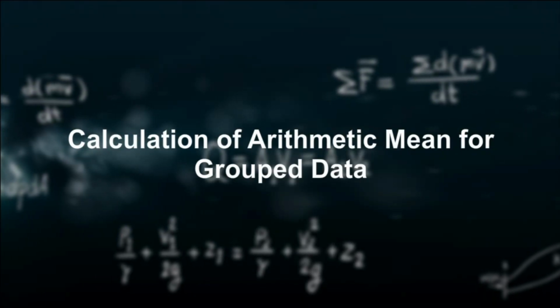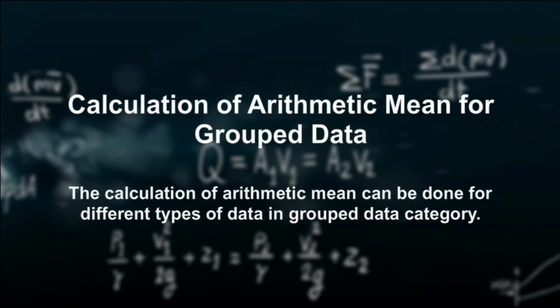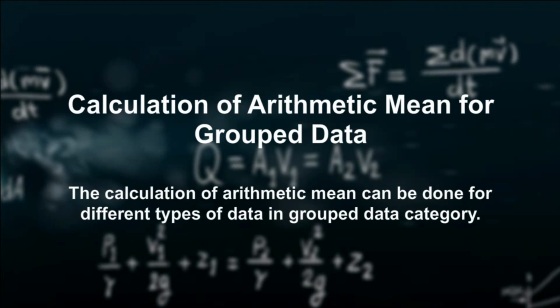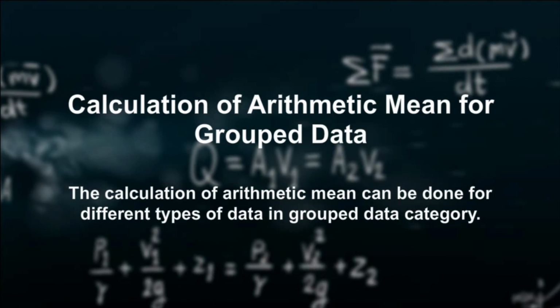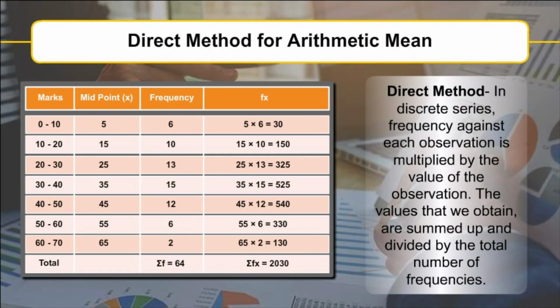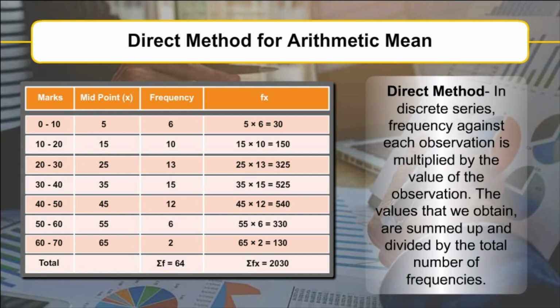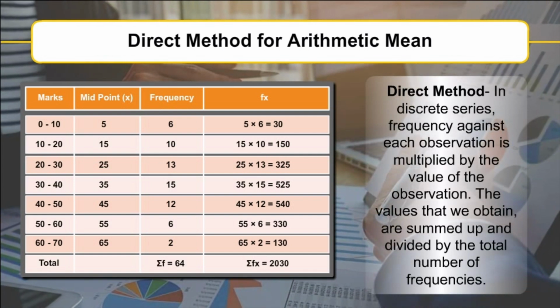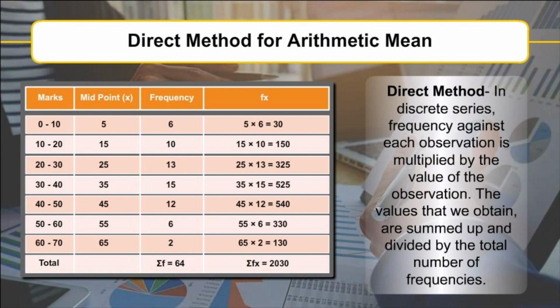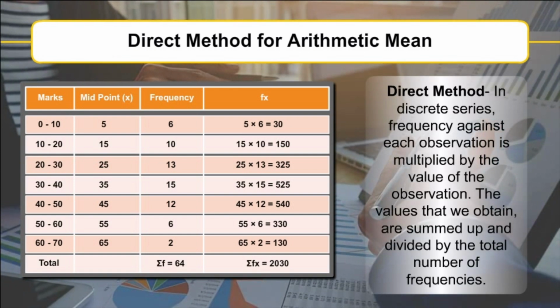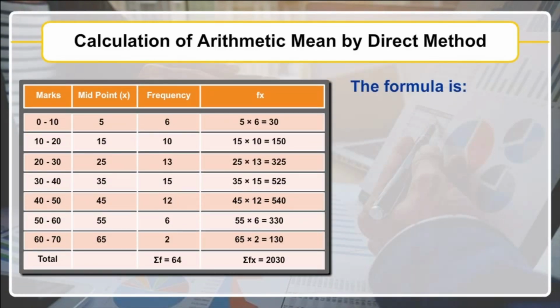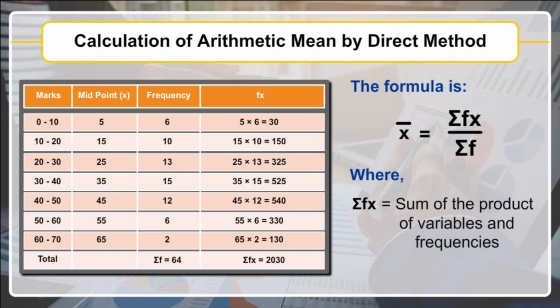Calculation of arithmetic mean for grouped data. The calculation of arithmetic mean can be done for different types of data in the grouped data category. Discrete series. Direct method. In discrete series, the frequency against each observation is multiplied by the value of the observation. The values that we obtain are summed up and divided by the total number of frequencies. The formula is x bar is equal to summation fx upon summation f, where summation fx is the sum of the products of variables and frequencies, and summation f is the sum of frequencies.